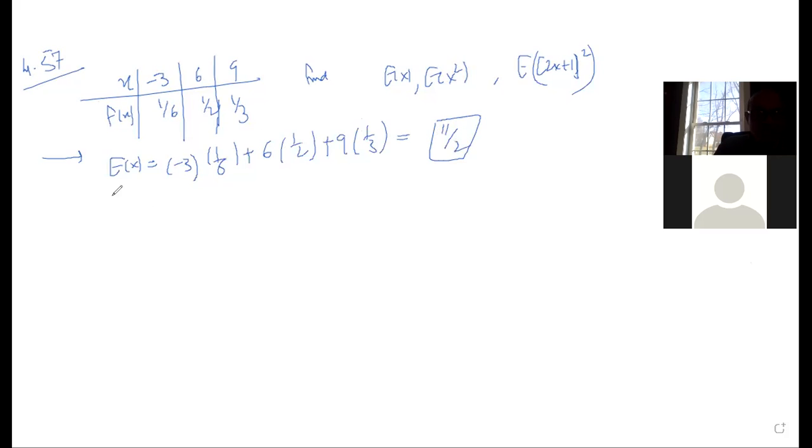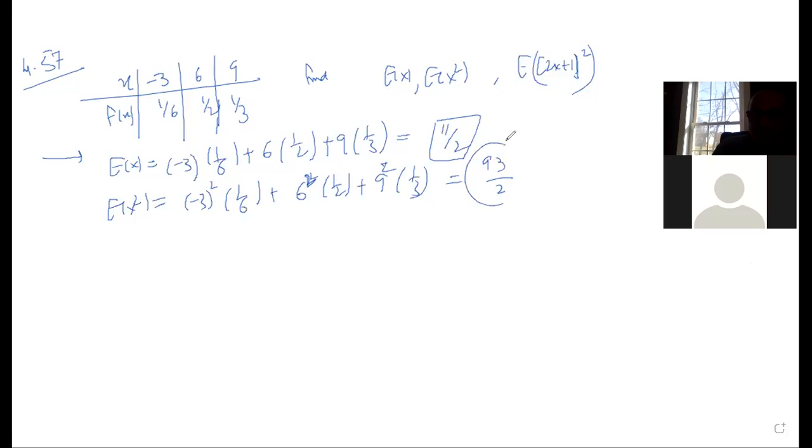And then I can find E of X square. X square means I need to take (-3) square times 1/6 plus 6 square times 1/2 plus 9 square times 1/3. If you open this one, 3 square is 9, so here it is 3/2, and here 6 square is 36 times 1/2 is 18, and this one is 27, so altogether 93.